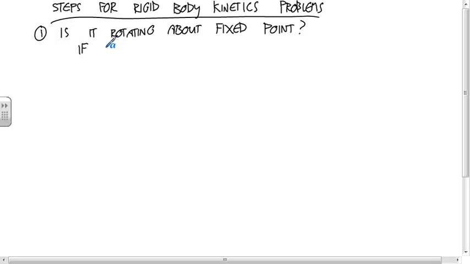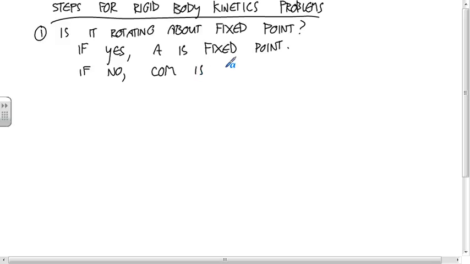So if it does have a fixed point, then A is the fixed point. If no, then the center of mass is the fixed point. No, then A is the center of mass. Now that you know what you're calculating things about, calculate the moment of inertia.